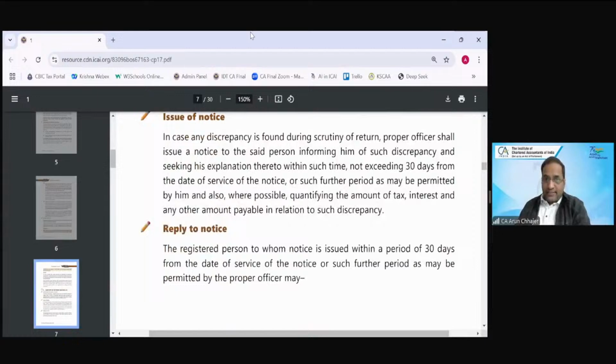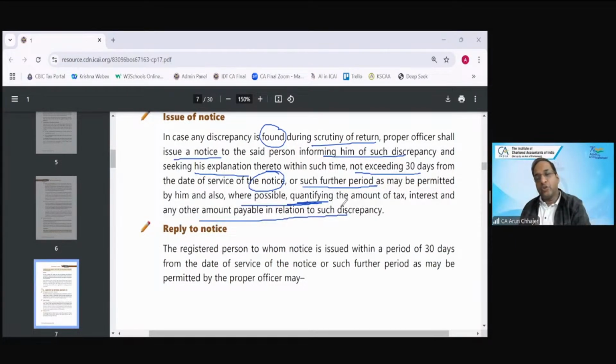Now, the notice. In case any discrepancy is found during the scrutiny of returns, the officer shall issue a notice informing the discrepancy and seeking his explanation within 30 days from the date of the notice, or such further period as may be permitted by him, and wherever possible quantify the amount of tax, interest, and any other amount payable in relation to that discrepancy.